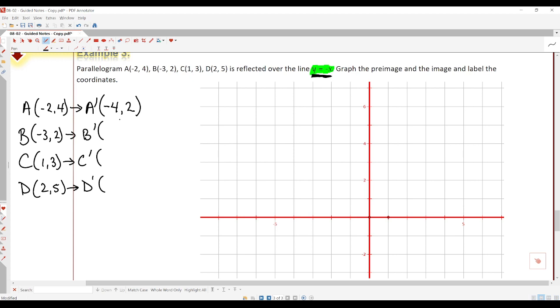So can someone tell me what B prime would be? Perfect. -2, 3. Can someone tell me what C prime would be? Anthony? It'd be -3, not +1, but -1. Yep. Yeah, they switch and then they both change. Yep. And then how about someone for D prime? Ryan? Good. -5, -2.